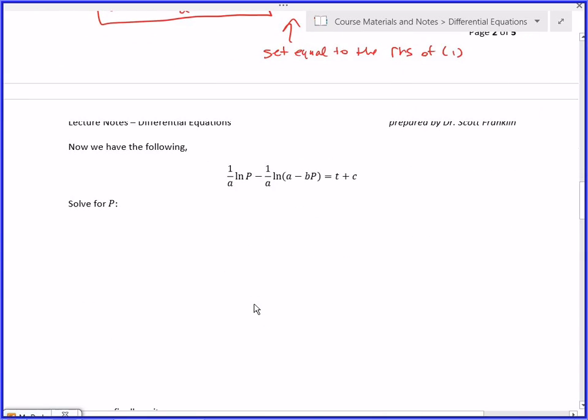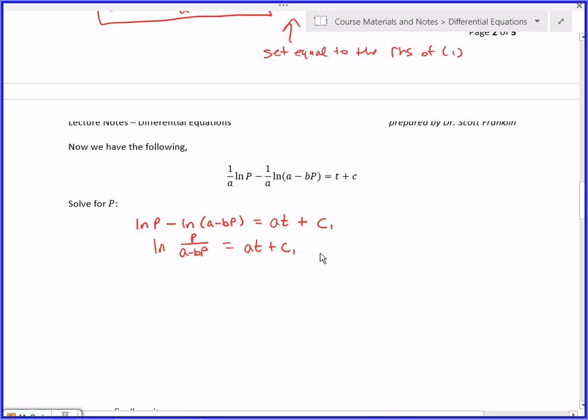Okay, now let's solve that for P. Can you solve for P? Sure, why not? What do you think? How would we get P by itself in this mess of messiness? Let's probably multiply by A first. Okay, so I have natural log of P minus the natural log of A minus BP equals AT plus C1. Okay, now what? Let's do something about the two different logs first. Oh, let's divide them. Yes. Log of P over A minus BP equals AT plus C1.